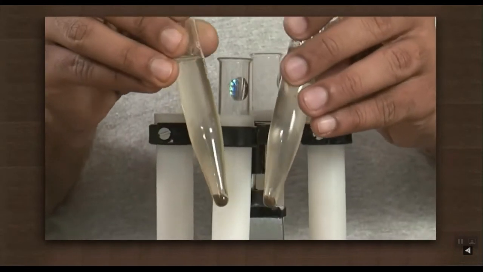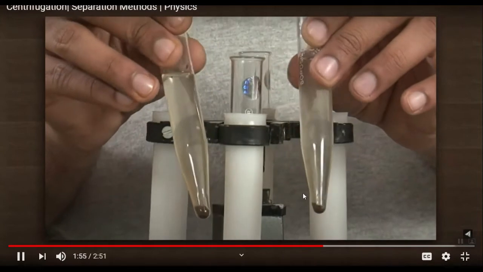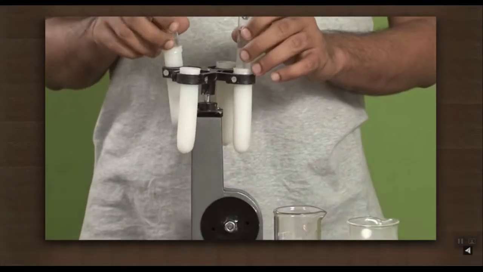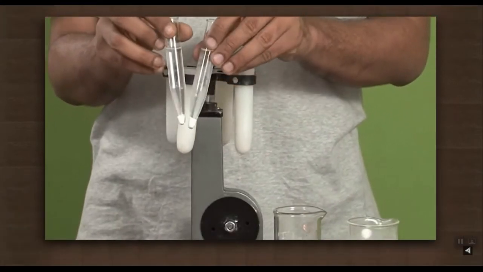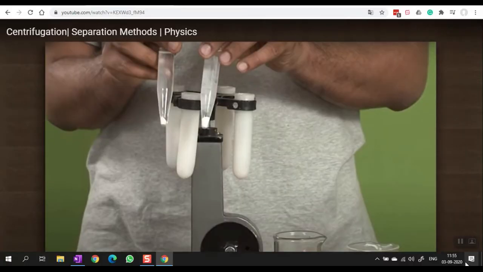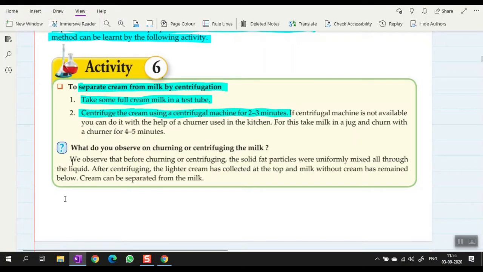We see mud particles and white precipitate have settled in each of the test tubes. Do you see that? This is the process of centrifugation, whose video we saw. We can use this same method of centrifugation to separate cream from milk. If a centrifugal machine is not available, you can do it with the help of a churner used in the kitchen.